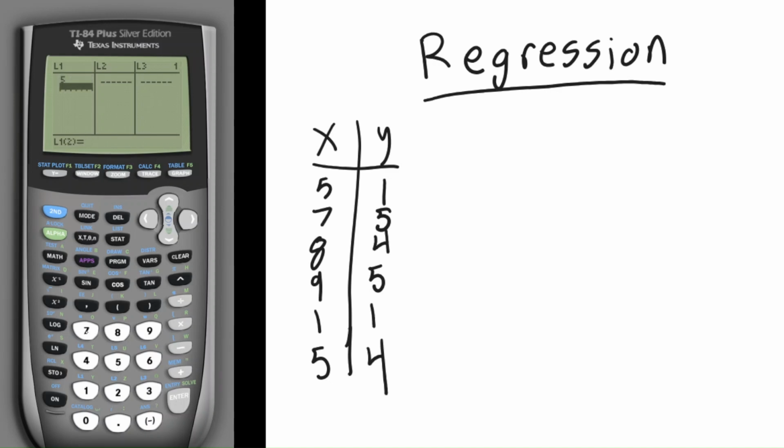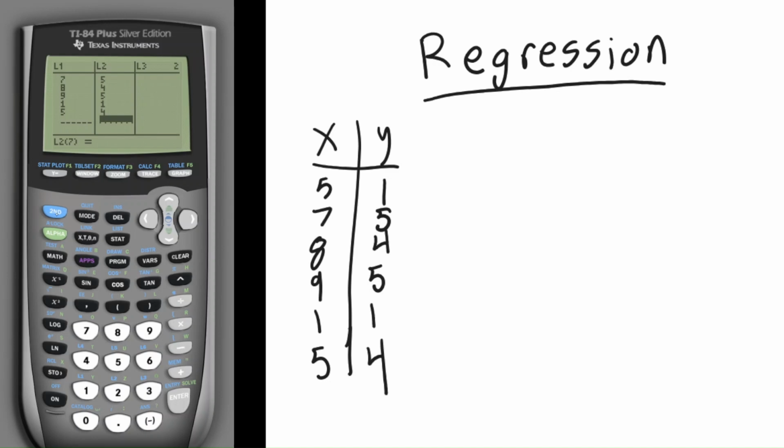So I'll just type those in: 5, 7, 8, 9, 1, 5. Enter between. And then I'm going to go over to L2, which is Y. So that's going to be 1, 5, 4, 5, 1, 4. Make sure that they line up. Often when you're typing them in, I'll make a mistake and the two lists aren't the same. The number of items in L1 is different than the number of items in L2, and that's a problem. So just make sure that you double check that this is correct.